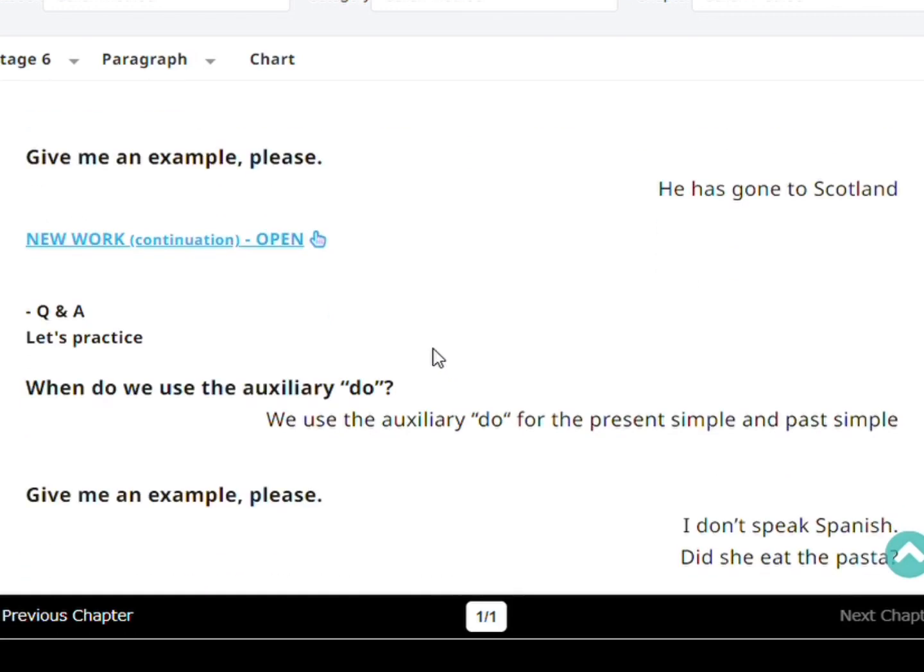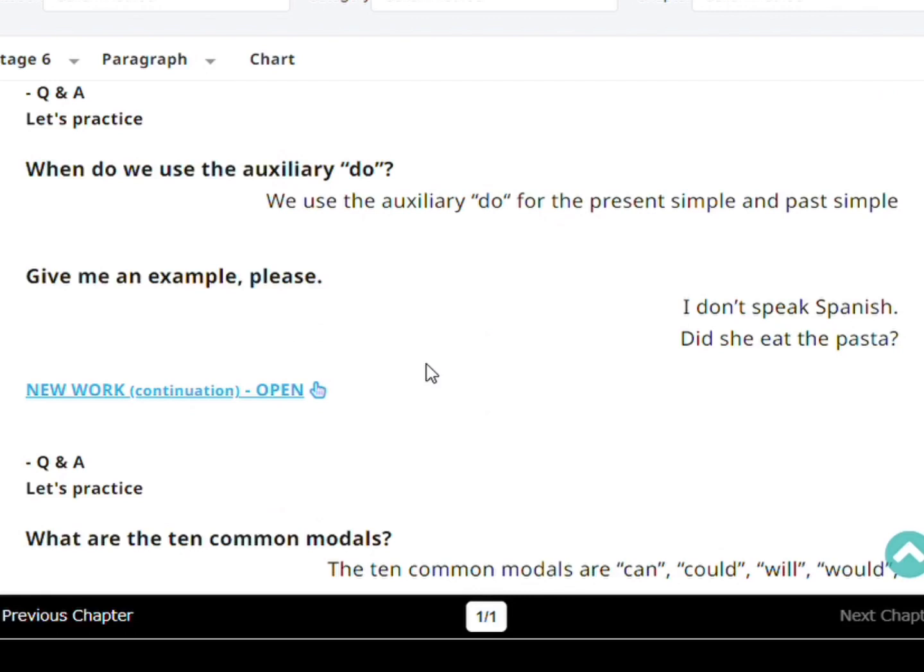When do we use the auxiliary do? We use the auxiliary do for the present simple and the past simple. Give me an example, please. I don't speak Spanish. And did she eat the pasta? Very good.